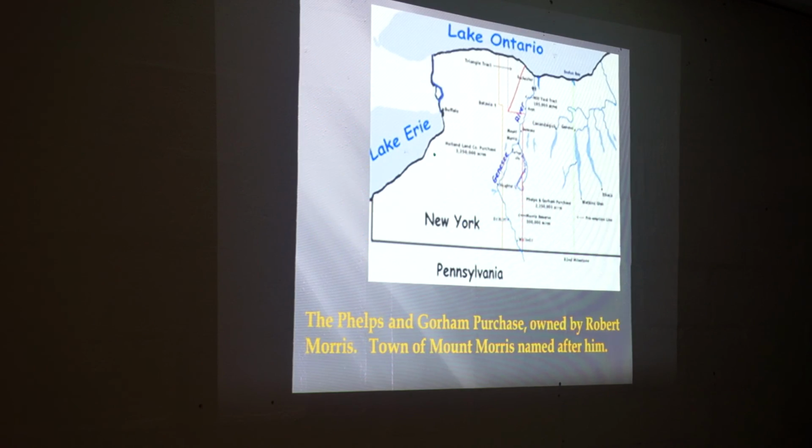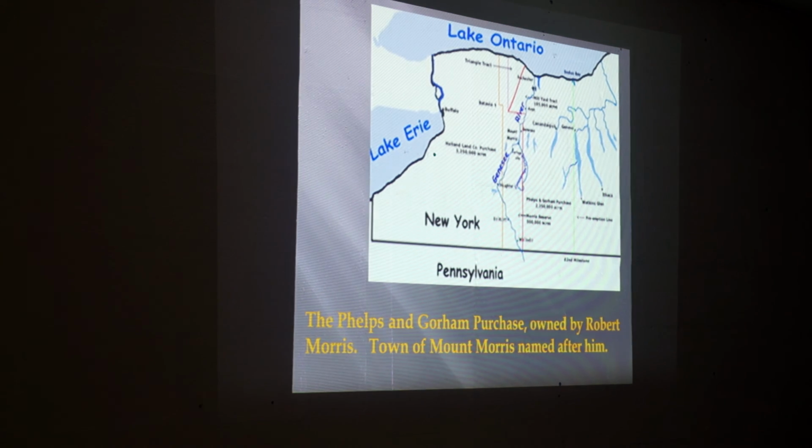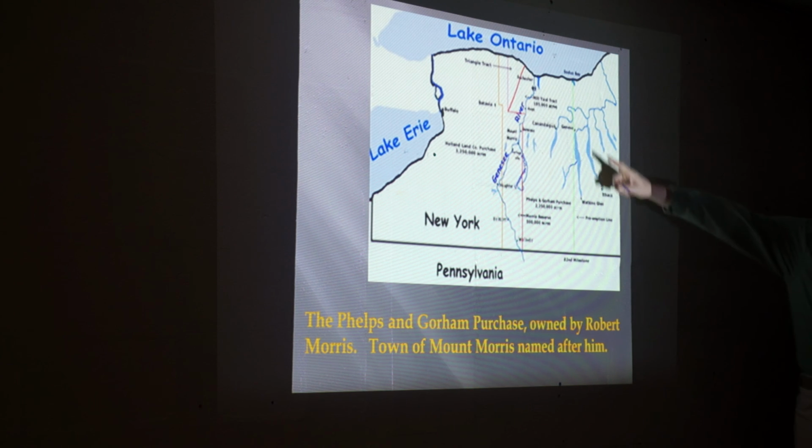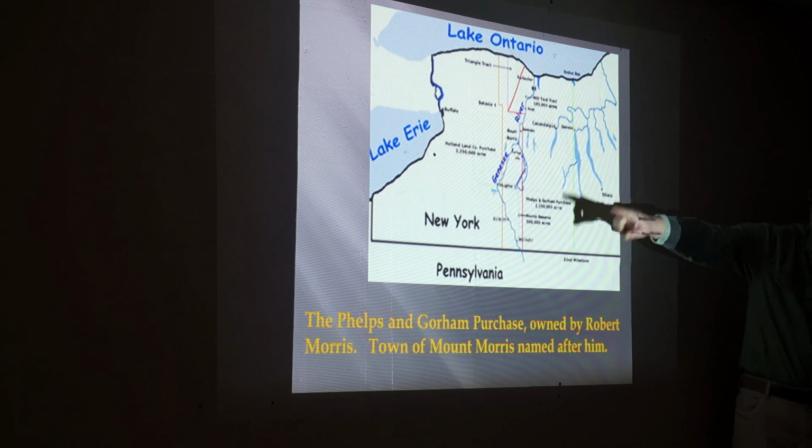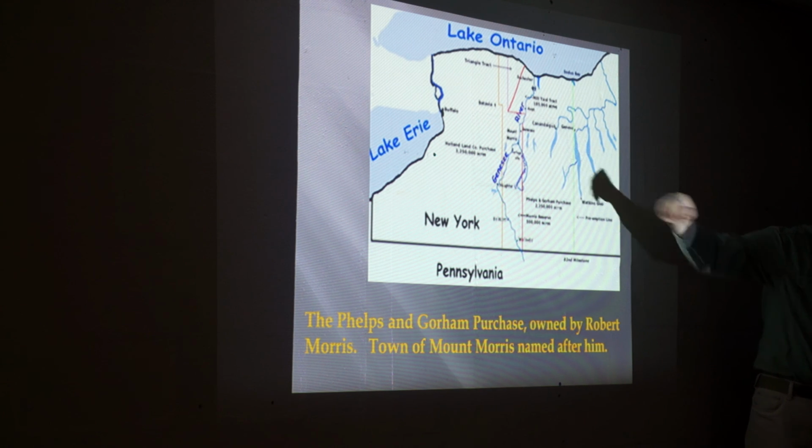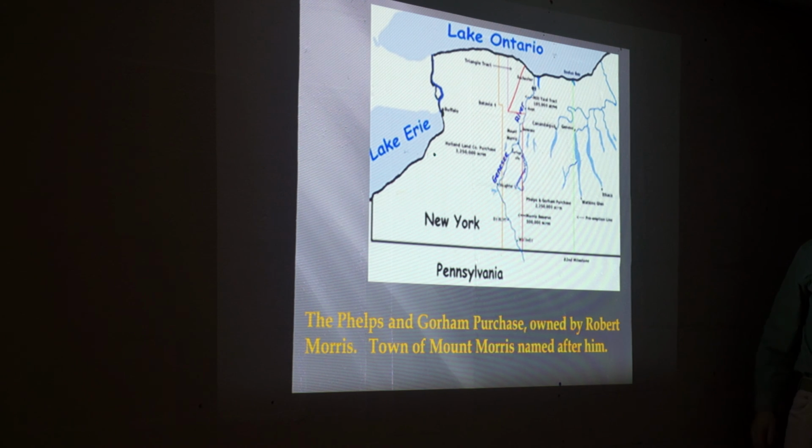Next. He actually bought and owned at one time most of western New York. It's called the Phelps and Gorham purchase, which is this one here outlined in green, and a couple of other purchases that were on both sides of the Genesee River. And he owned this land. He bought it from the Six Nations and other investors. But that's when he went bust.